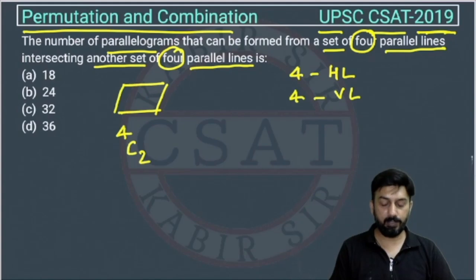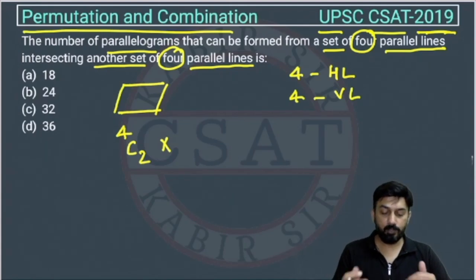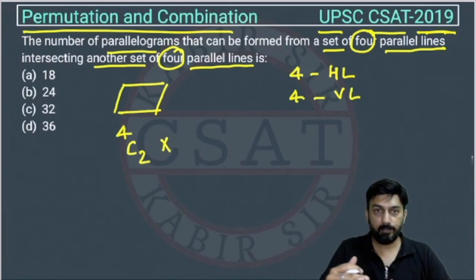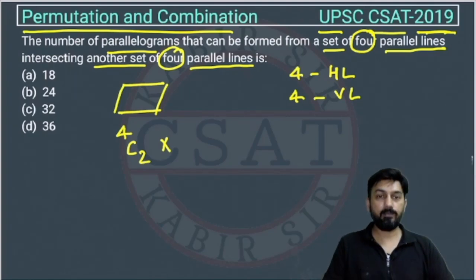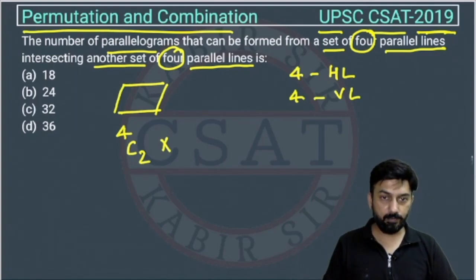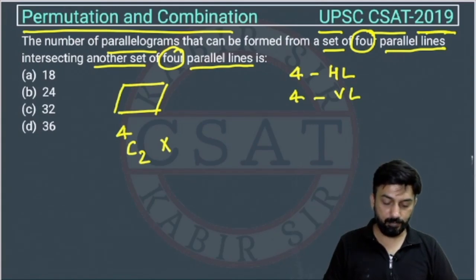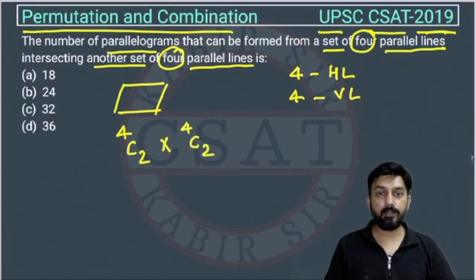Now we will select vertical lines. Out of 4 vertical lines, so multiplication will come, right? Because 4C2 will select the horizontal lines, but still vertical lines are remaining, right? So now we will select 4 vertical lines. Out of 4 vertical lines, we will select 2 vertical lines, right? So this will be 4C2. So now the parallelogram is complete, right?